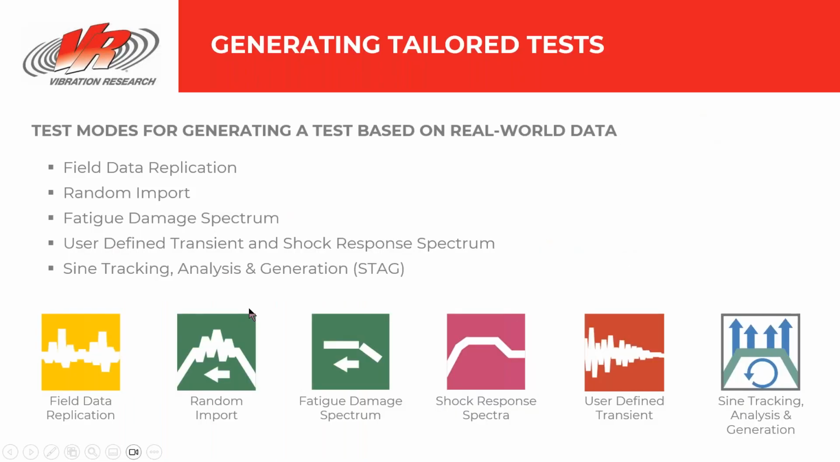So for creating your own tests, these are the kind of things we should be looking at. You've got field data replication, and we've got a random import software module using fatigue damage, so you can take multiple different waveforms and combine them into a single test profile based on different percentages of life from each waveform. For shocks, you've got the shock response spectrum, so we can take the envelope of lots of different shocks and then reproduce a shock based on a typical shock time waveform, which is good. And then you've got the user-defined transients for single shocks rather than a combination of shocks.